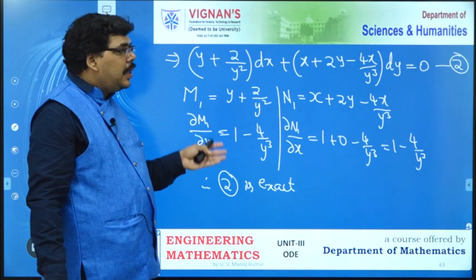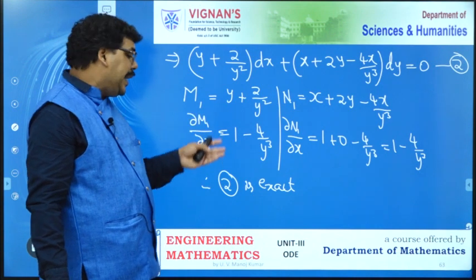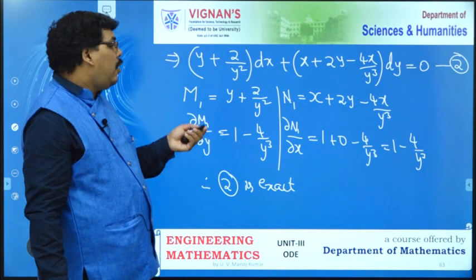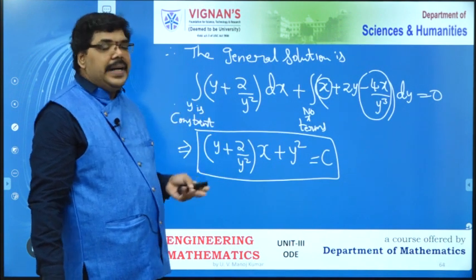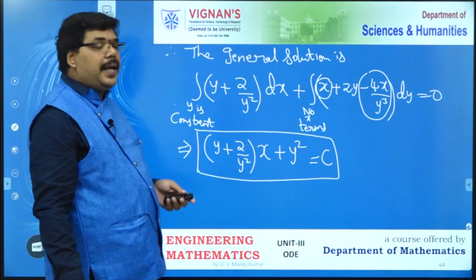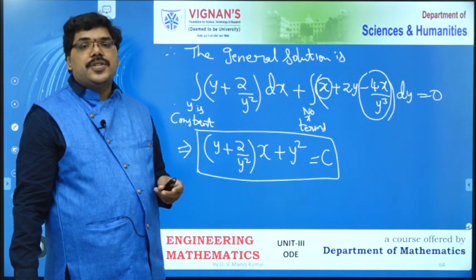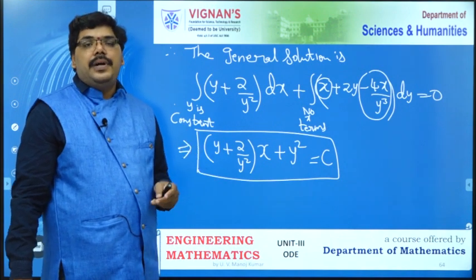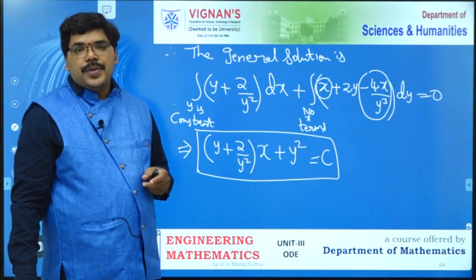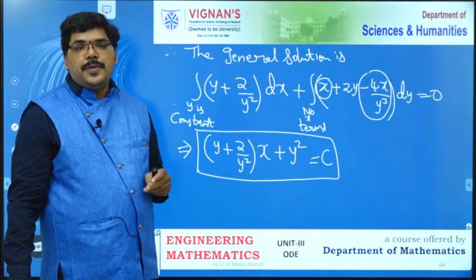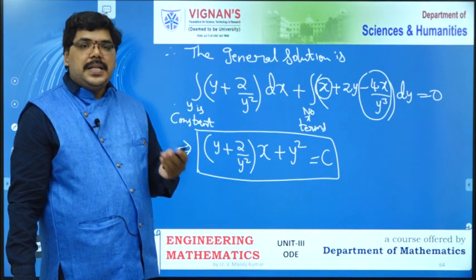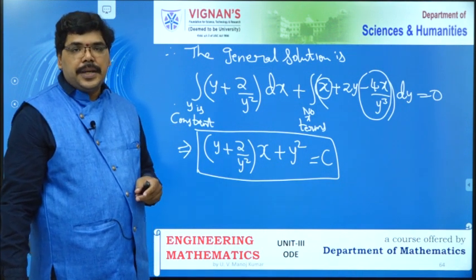So here we checked whether 2 is exact or not, and we found that 2 is exact. After knowing that it is exact, we found the general solution. So in this way, a non-exact differential equation is reduced into an exact equation and solved. So with this, I complete non-exact differential equations. We will see another topic in the next class. Thank you all.